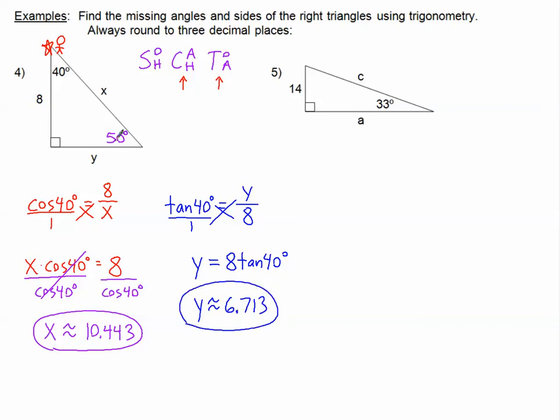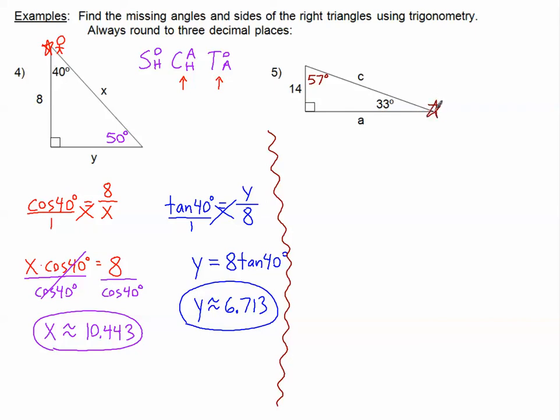So I found my missing angle, and I found my 2 missing sides. Let's look at my last example. Okay, again, I have a right angle, and I have an acute angle. The other one must add up to 90 degrees with this 33 degrees, so that would be 57 degrees. I have my 14, but I'm missing my hypotenuse and my other leg.